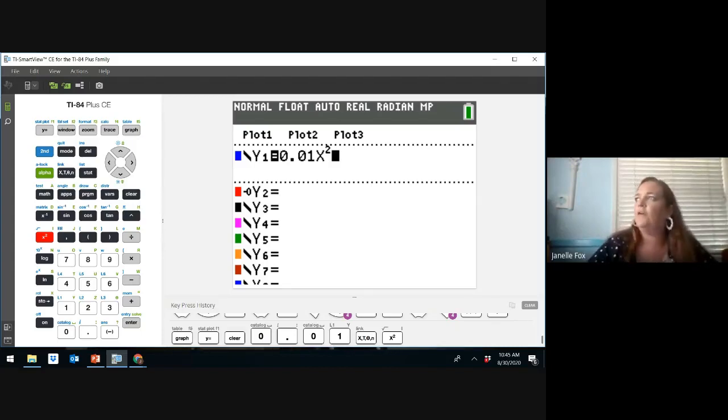You're thinking to yourself, okay, I do know about parent functions. When I put a number in front, like that a value, it's going to dilate it. Because this number is less than 1, it's going to make it squishier, right? And it's going to make it wider.